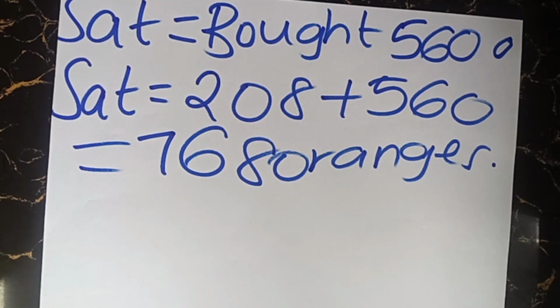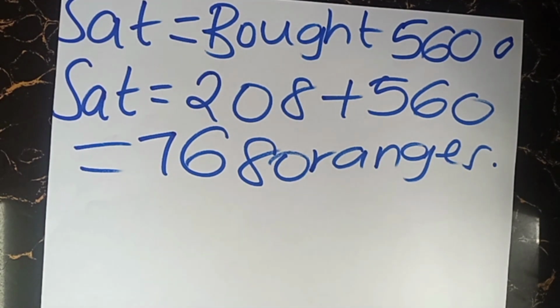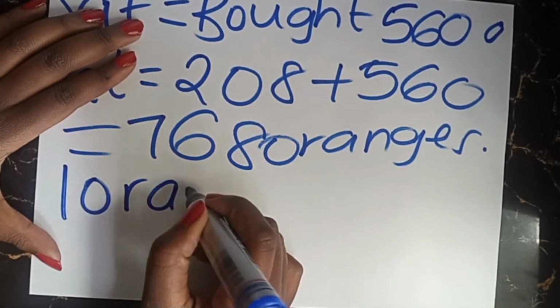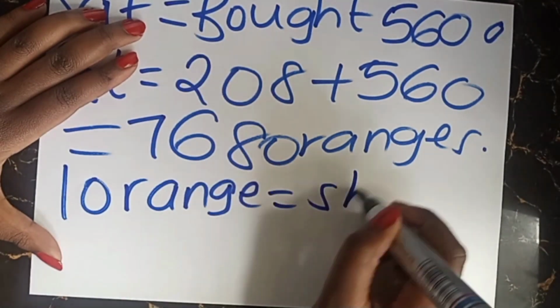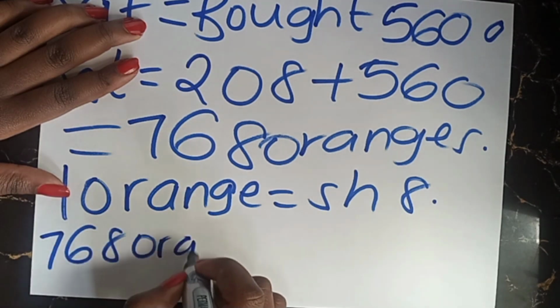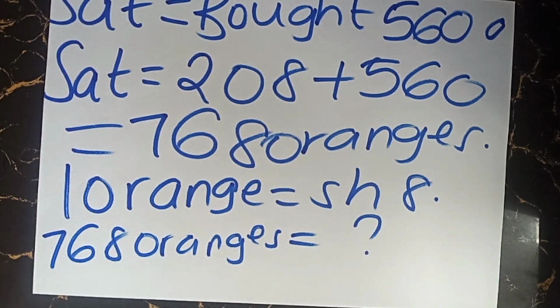So that means if he had 768 oranges on Saturday, and we've been told that he sold each orange at 8 shillings each, how much money did he earn? Okay? Yes, so we've been told that he sold each orange at 8 shillings each. So one orange, 8 shillings, okay? How about 768 oranges? How much money did the vendor make?